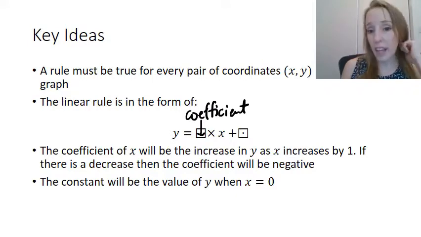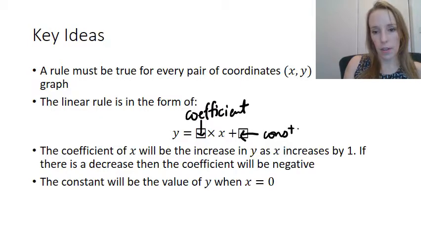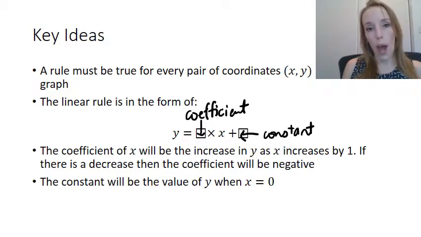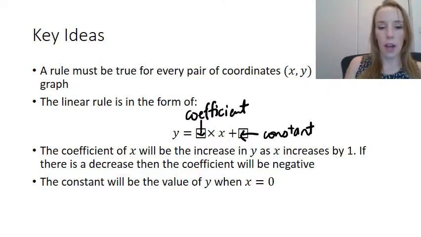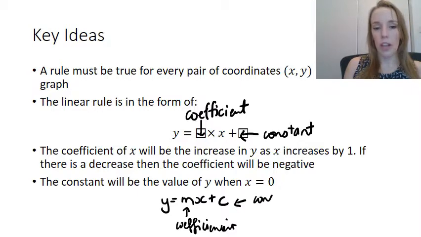So the coefficient of x will be the increase in y as x increases by 1. If y decreases as x increases, it'll be a negative number. And the second box, the plus something, is the constant. The constant is the value of y when x equals 0. Another way we can write this formula is y equals mx plus c. M is that coefficient, the change in y as x increases by 1, and c is that constant, which is the value of y when x equals 0.